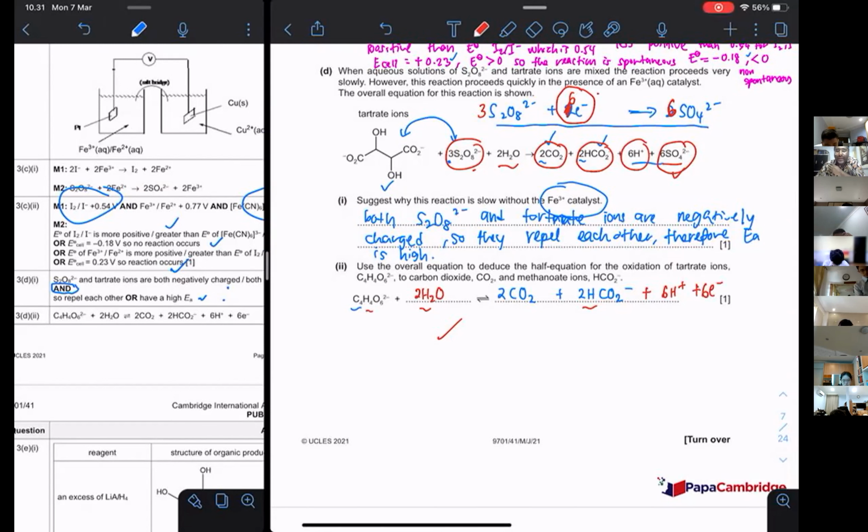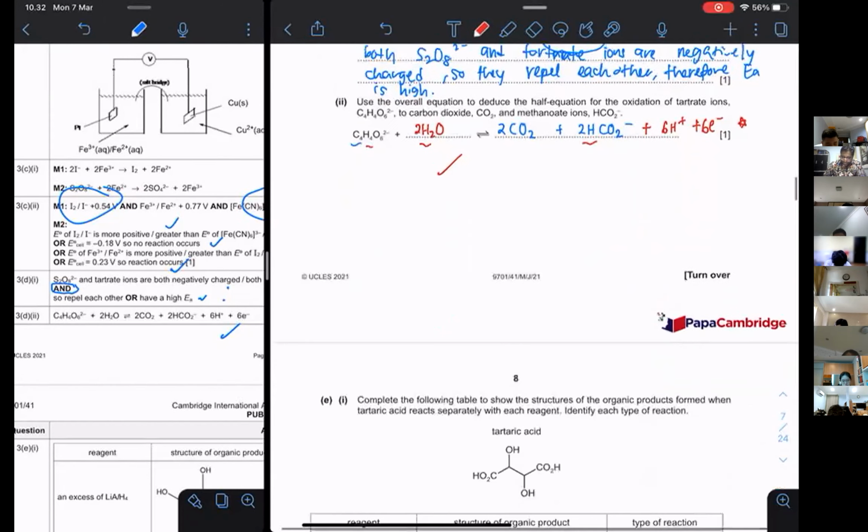This is the last part that you need to put. So you must have the 6 electrons. Once you add these 2 half equations, you will get this. If not, then you will not get what is intended over there. So all this must be there, and you can see we found out this. It took some time, but even though we do it slowly, it's very important to understand.